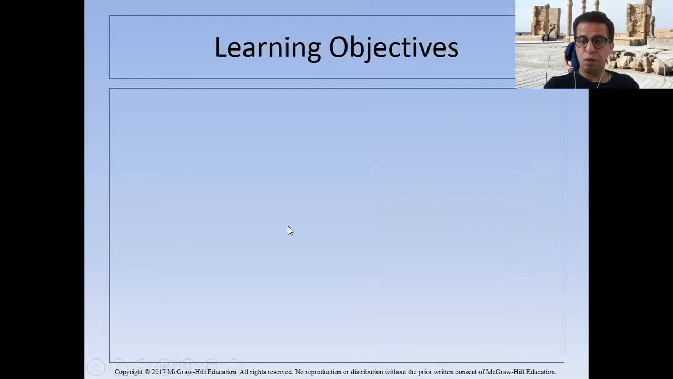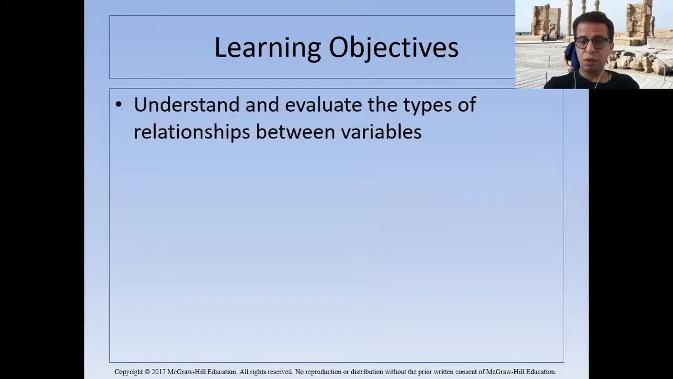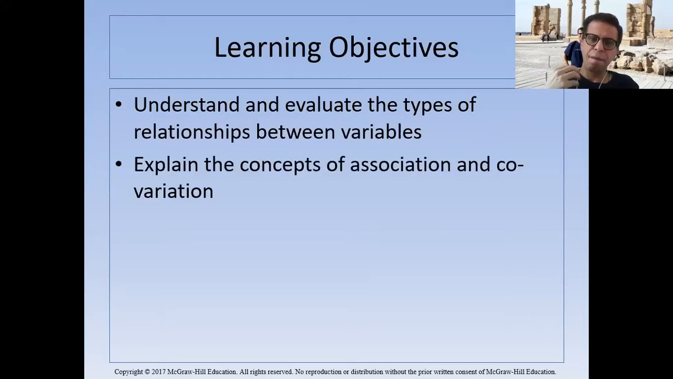So here, the learning objective is to understand and evaluate the type of relationship between different variables. What kind of a relationship? The more, the better, the less, the better. Is it one the more better or two more the better? It's the relationship that you need to understand between them.